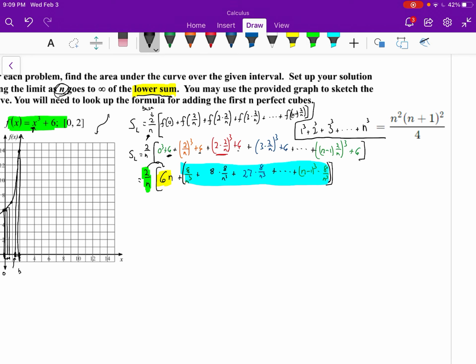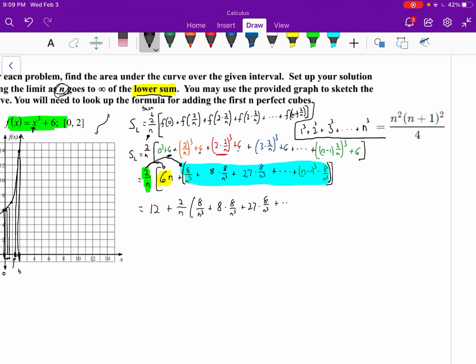And this gets distributed to the 6n, and then gets distributed to this set of parentheses. So let's do that. When it gets distributed to the 6n, that's going to be 12n over n. Well, the n's will cancel, so that's 12. And then we're going to distribute it here, and that is 2 over n. And I'll write this all out, but we're going to factor here soon. You might not need to write this step, but I will anyway.